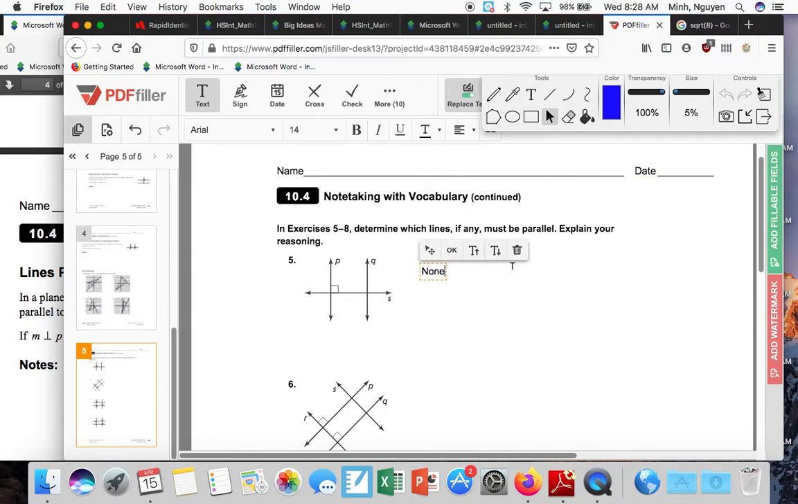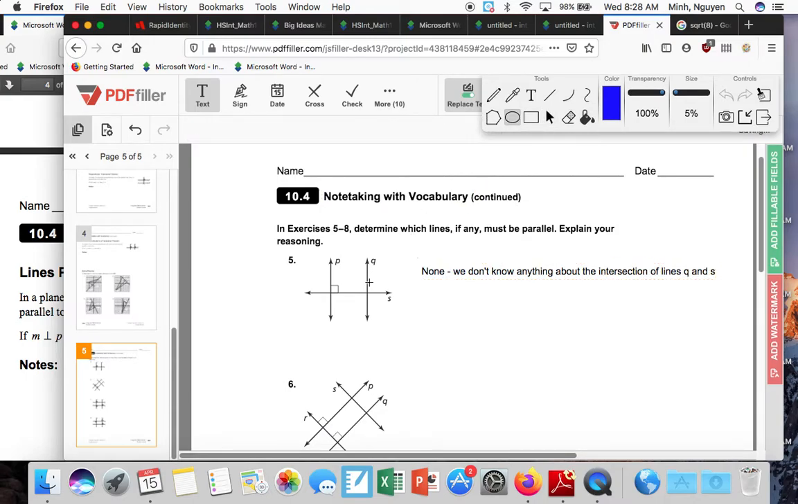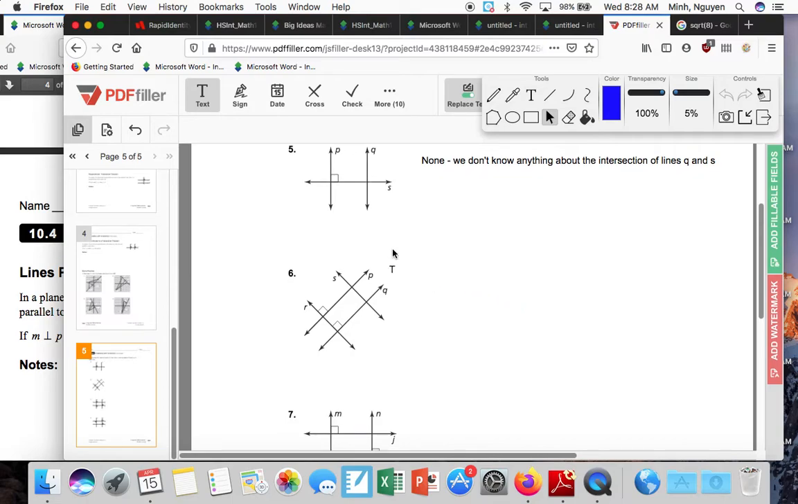No. Okay, none. We don't know anything about the intersection of lines Q and S. This is just a trap. We don't know anything. It tells us literally nothing, so it's useless.